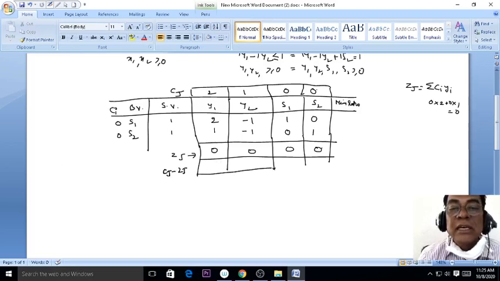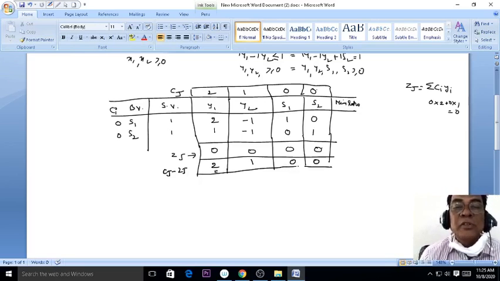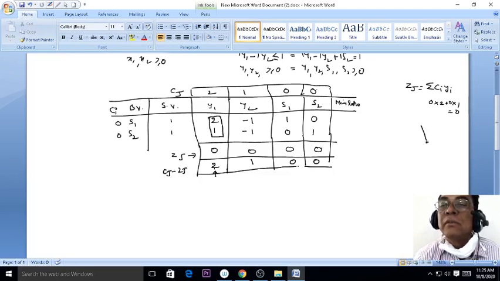What are the Cj values here? The Cj values are available in the top row: 2. 2 minus 0, 2. 1 minus 0, 1. 0 minus 0, 0, 0. So out of the values present in Cj minus Zj, all are positive. It means select the maximum positive value, that is called the key column. This is called the key column. See, in this one, what is this? This is the key column and a key row.